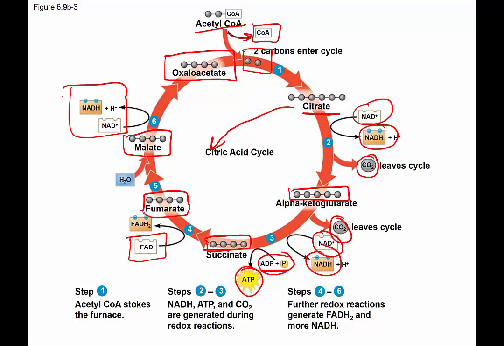So as you can see, this is a cyclical process. So we started with acetyl coenzyme A plus oxaloacetate. That made citrate. That made then alpha-ketoglutarate, succinate, fumarate, malate, and we ended up back at oxaloacetate. So that's why it's called a cycle. So it keeps on going round and around. So the products we start with, we also end with as well.